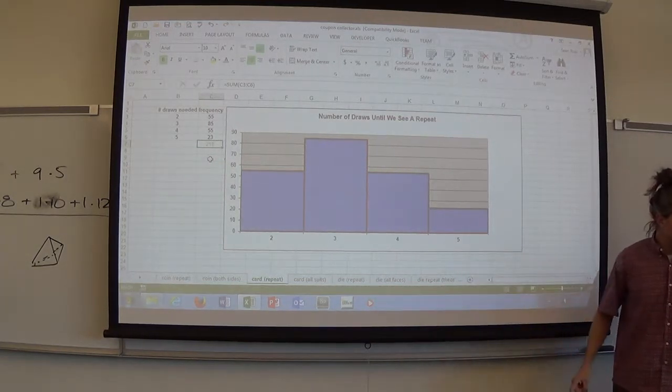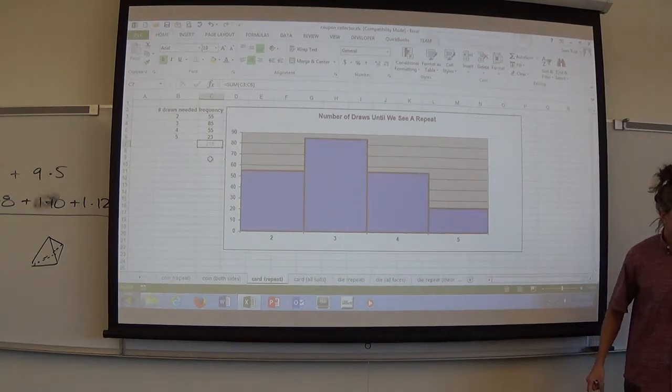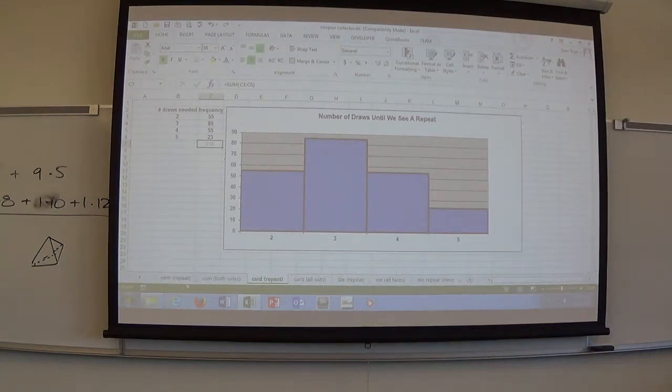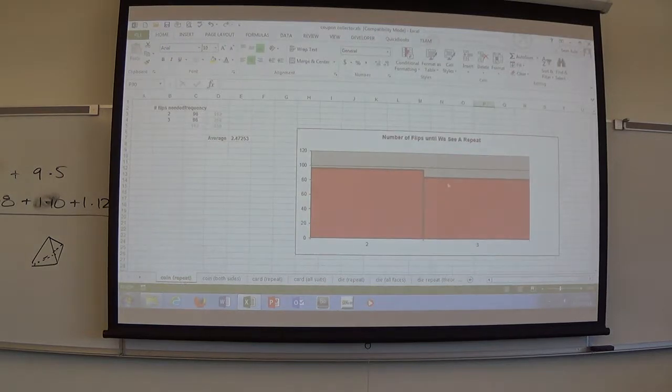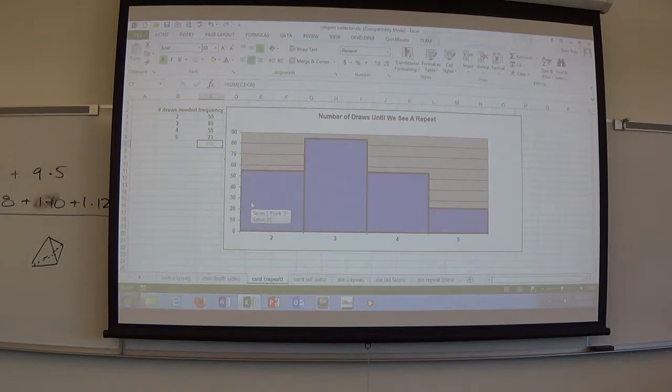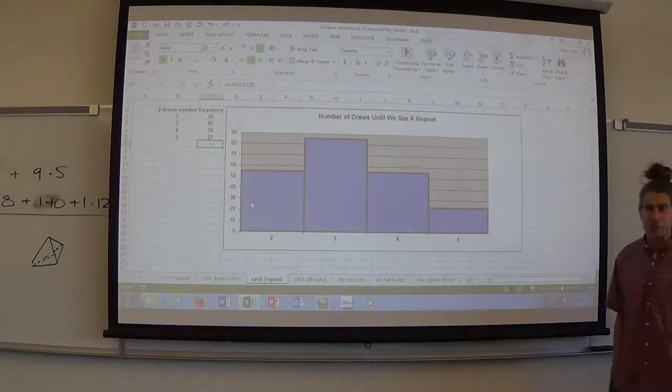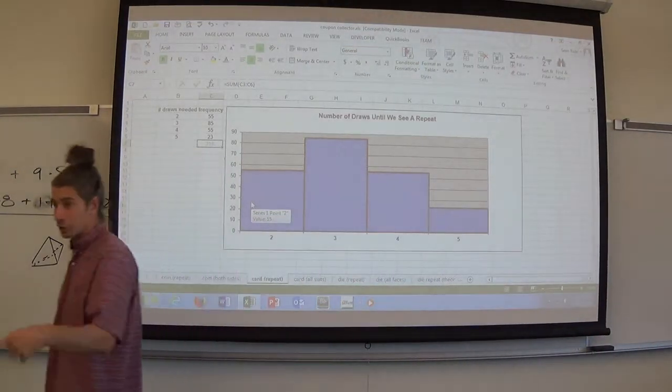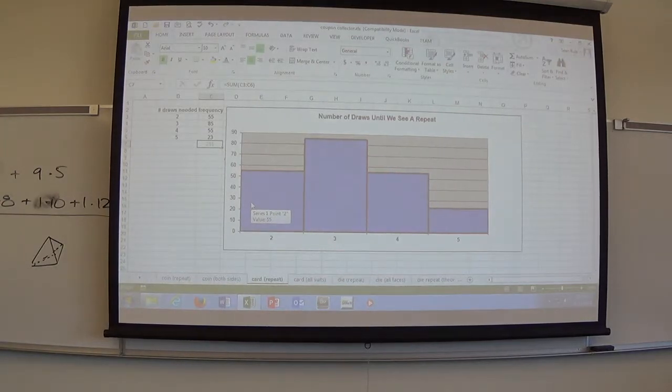This does not look like the coin experiment, does it? No. This does not look like the coin experiment. Look at the coin experiment. These were matched, yeah? We predicted that it would be just as likely to take 2 as it would to take 3. That does not look like what happened here, does it? It's not just as likely to get 2 as 3 as 4 as 5.